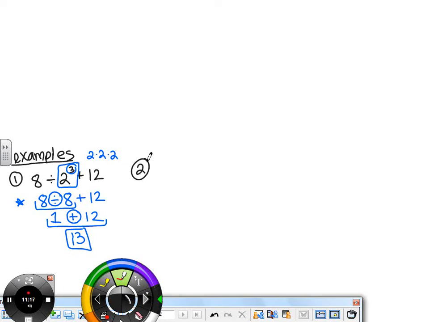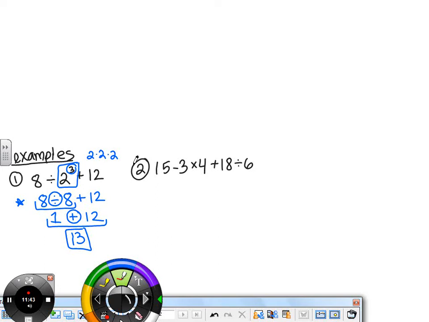The second example that we're going to look at is going to say 15 minus 3 times 4 plus 18 divided by 6. So, again, going through our GEMS. First thing is grouping symbols. We have no parentheses or brackets, so nothing that's grouped.